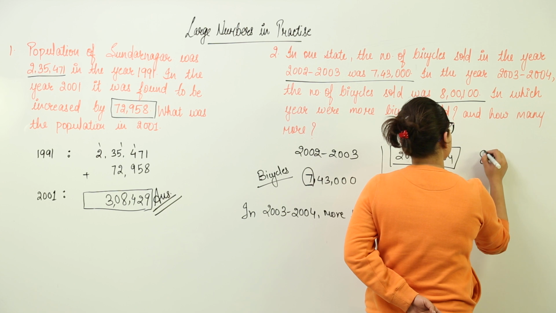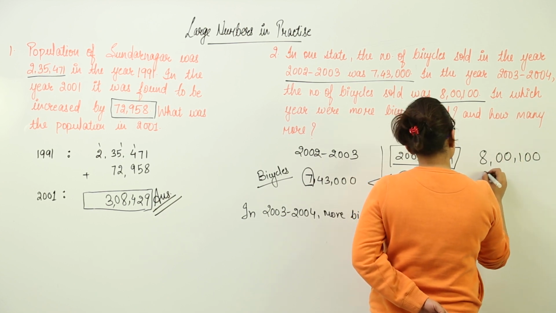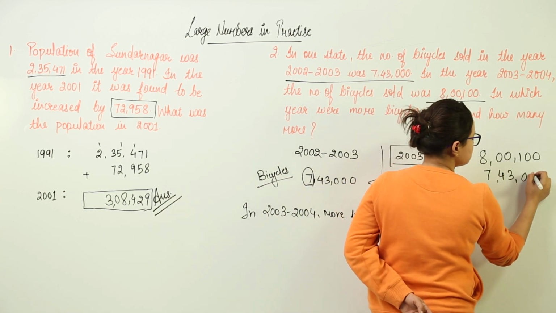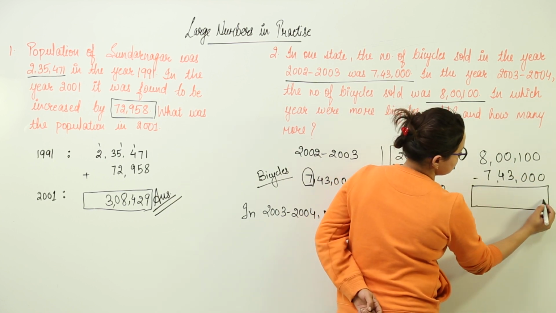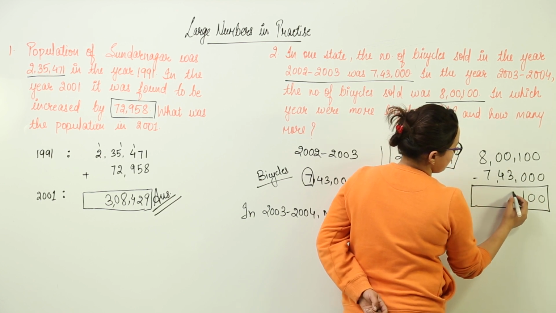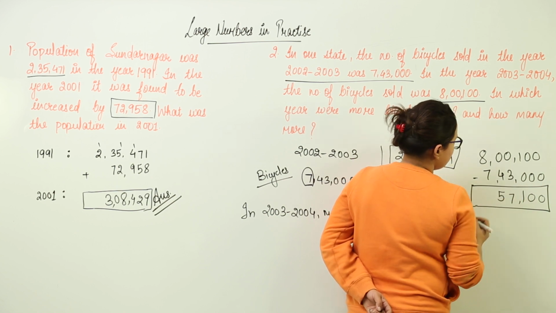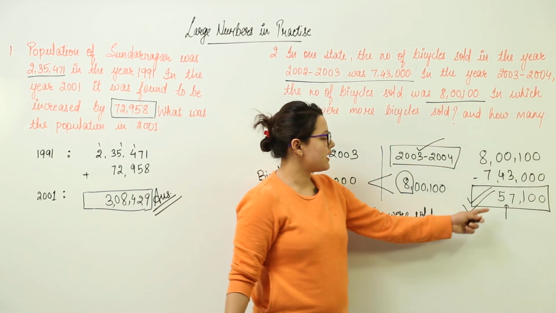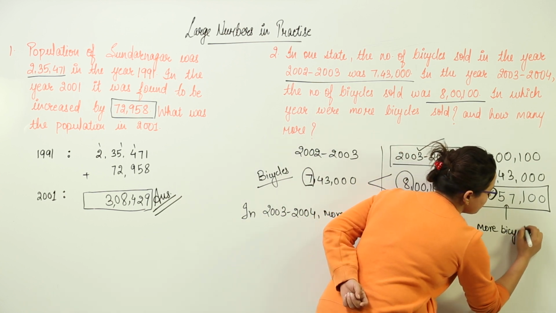So we will write over here 800,100, subtraction of 7,43,000 is going to give us the value as, here we get 0, 0, 1, here we get 7, and here we get 5. So by this we can say that these many more bicycles were sold.